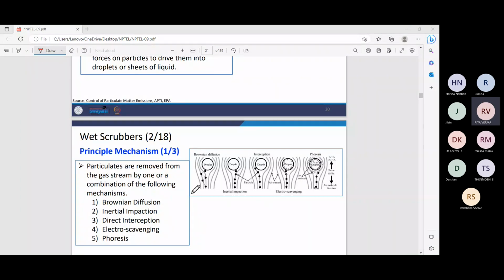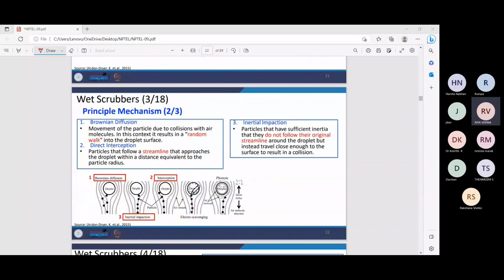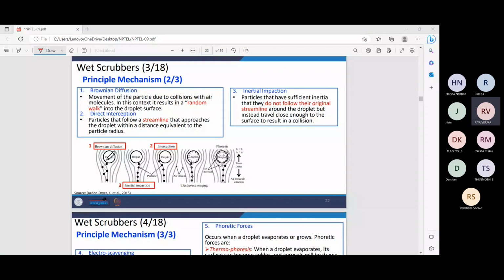First is Brownian diffusion, the movement of the particle due to collisions with air molecules. This results in a random walk of the particles onto the droplet surface. Then we have direct interception. The particles that follow a streamlined path approach the droplet within a distance equivalent to the particle radius, and they can be removed by these water droplets. Then we have inertial impaction: particles that have sufficient inertia do not follow their original streamline around the droplet, but instead travel close enough to the surface to result in a collision. After the collision, they get washed away by the liquid droplets.